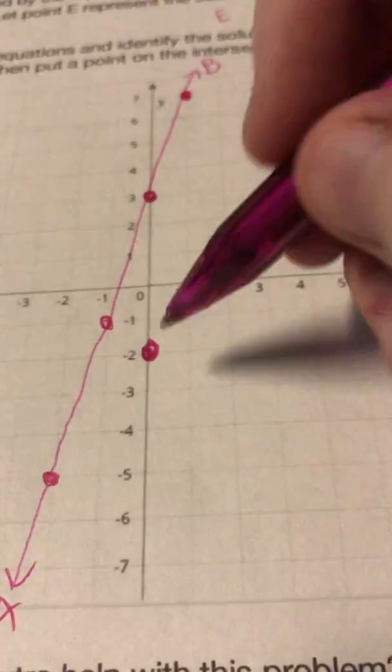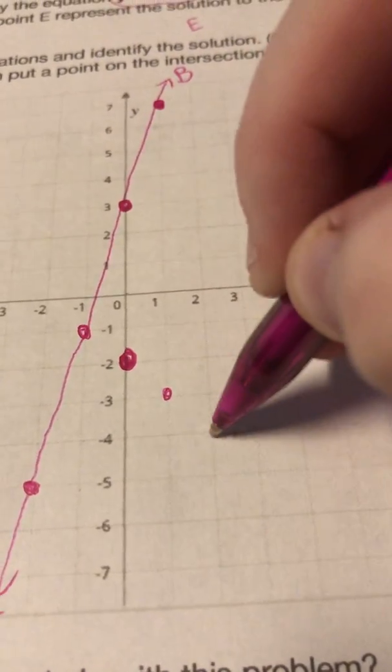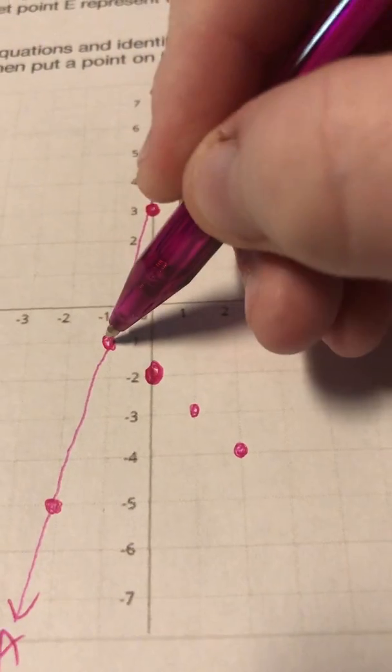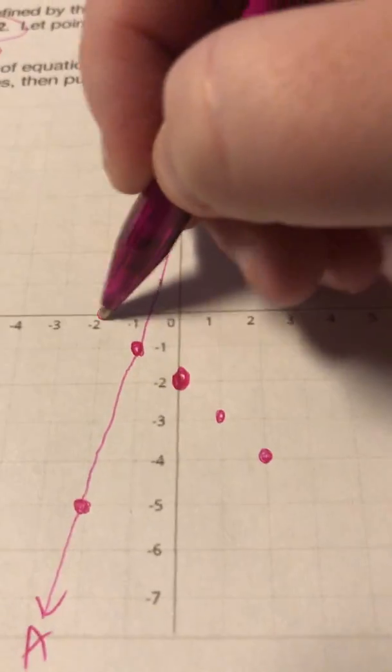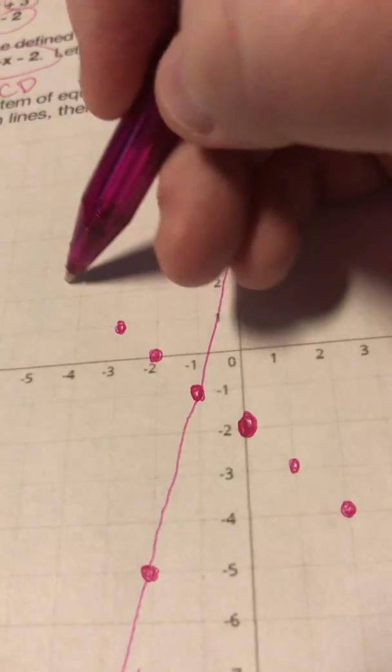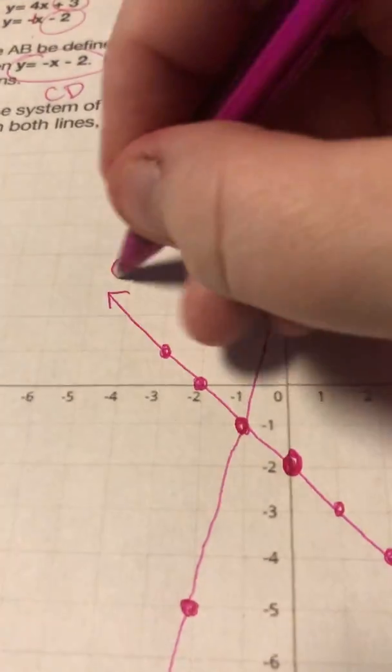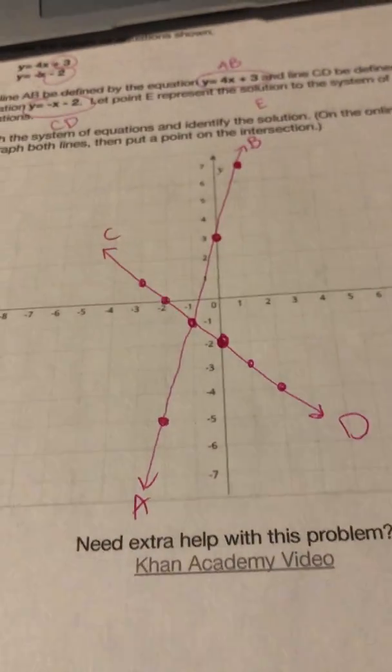So from the point that I made, down 1 over 1, down 1 over 1, and I can go as far as you want, but if you notice, if you go backwards 1, boom, that's where they intersect. But I just need enough to get myself a line. They wanted me to label this CD, so I did.